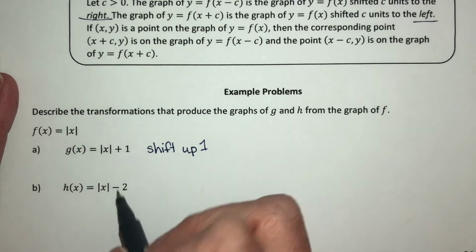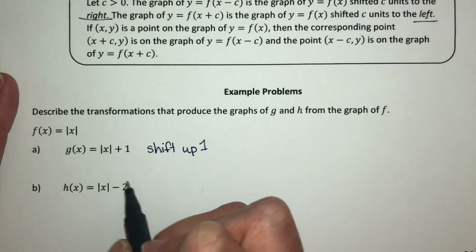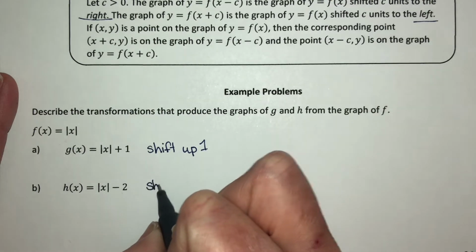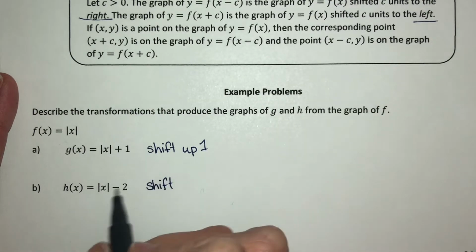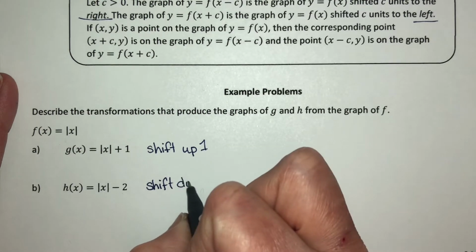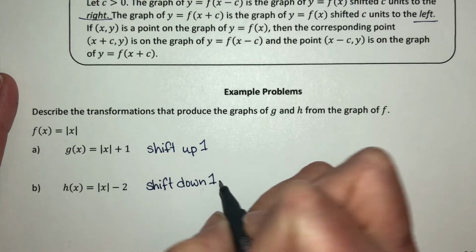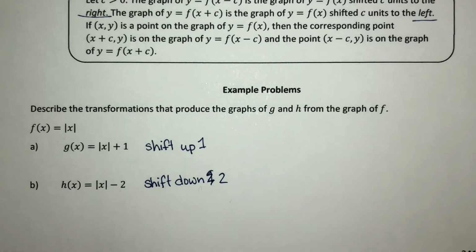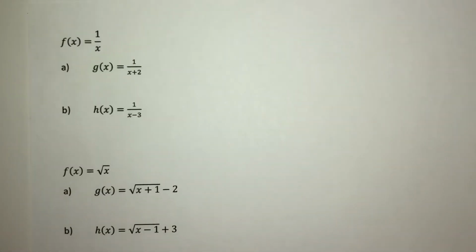Here, it's not inside the absolute value, it is outside. We are subtracting, so here we're going to shift. Since it is outside, it is a vertical movement, it's negative, so we're going to go down. Not 1, 2. So we're going to take our original absolute value graph and we're going to move the whole thing down 2 units to get that second graph. Okay, let's do some more of these.